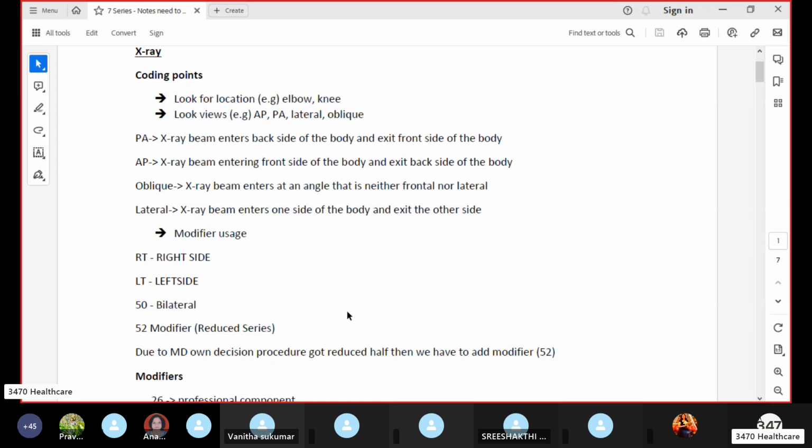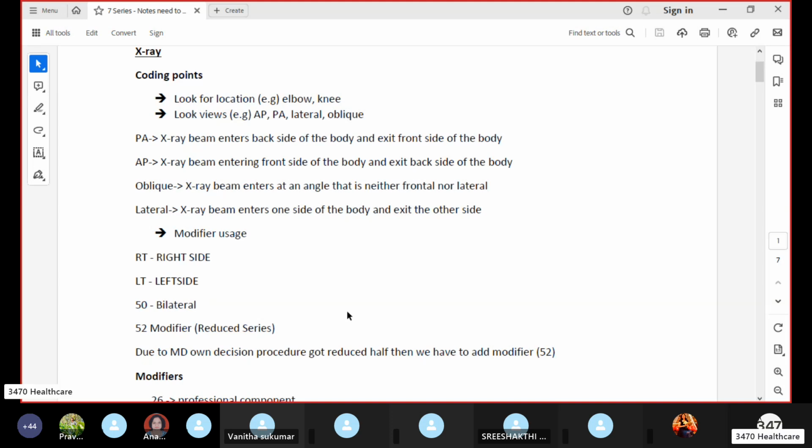Then 52 is reduced. While checking inside the book, that CPT has 5 line items, but the doctor did only 2 lines. The MD is thinking only this much is enough, no need to do more than that. So he did only half of the procedure. It is for reduced service. Not done fully, only half of the procedure done. It is for reduced.